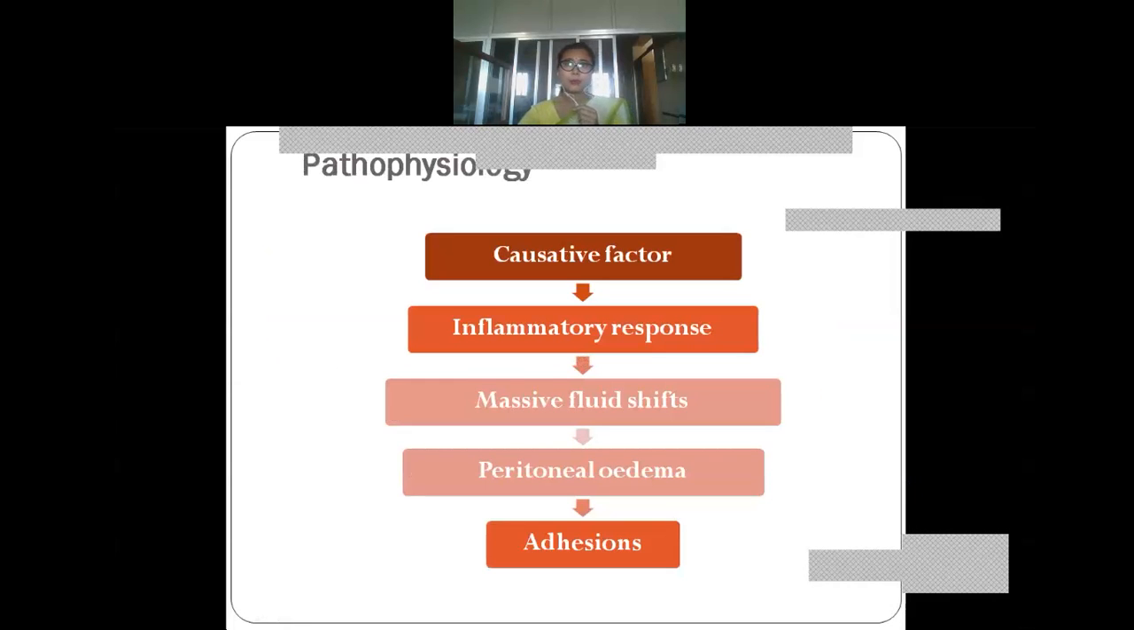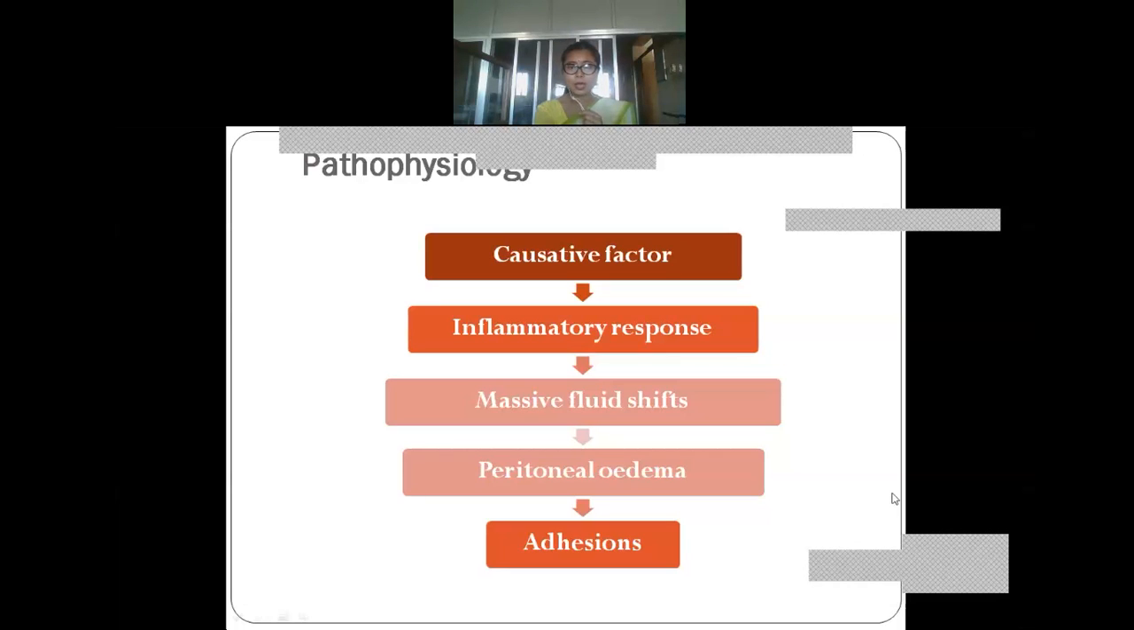Next is the pathophysiology. Okay, here causative factor means those organisms. It may be blood-borne organisms, and then the secondary causes like rupture of appendicitis or the pancreatitis that can lead to inflammatory response. So as a result of those responses, there will be massive fluid shifts. So fluid will be shifted from the vascular space into the peritoneal cavity. So that is termed as peritoneal edema.